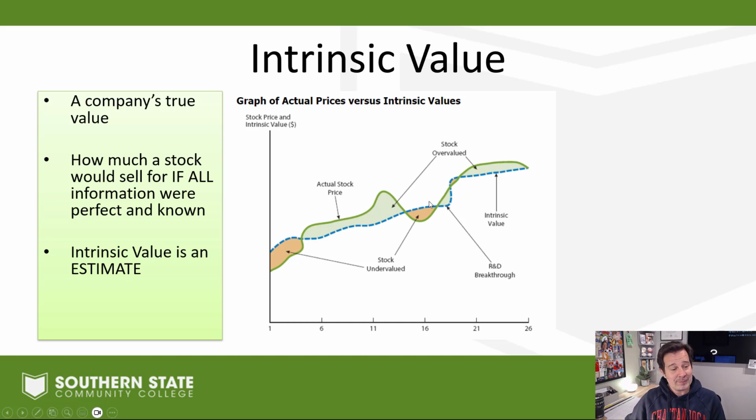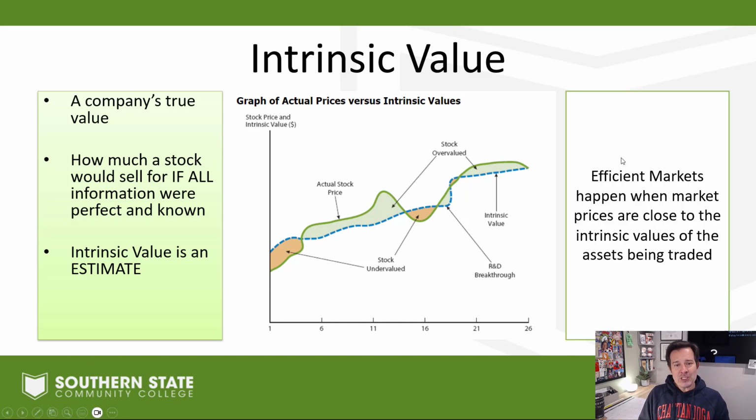So what happens when we have a stock trading here on the market, but the intrinsic value is a little bit higher? We can say that stock is undervalued. It might be trading for 10, but it's really worth 15. The flip side of that coin, if we look right here, our stock price is higher than the intrinsic value. We say that stock is overvalued. It's selling on the market for 30, but it's only really worth 20. All right? So we have market value and we have intrinsic value.